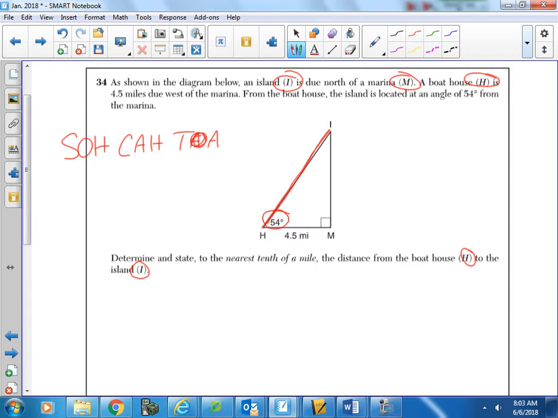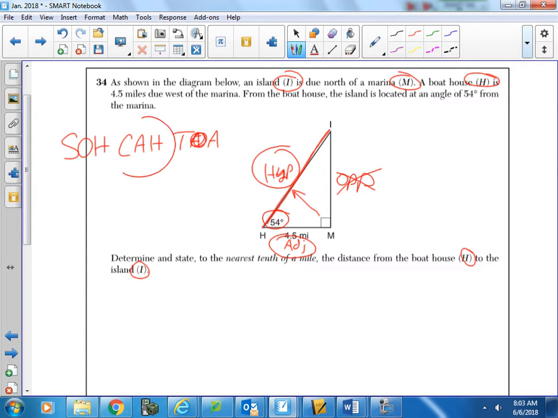So based on this angle, over here is going to be the opposite, which would be IM. The hypotenuse is always going to be across from the right angle. So that's going to be our hypotenuse. And then the other side is our adjacent side. All right, so in this problem, we're looking for the hypotenuse. We have the adjacent. We're not looking for the opposite, and we don't have it as a piece of information. Since we're not looking for it and we don't have it, it's not going to be used.